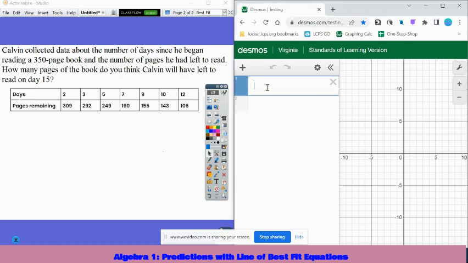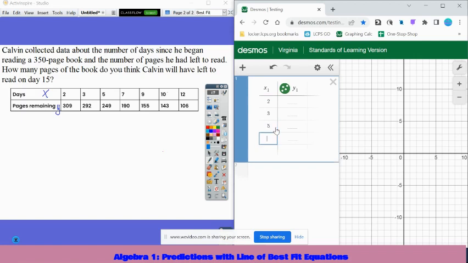So I'm going to use my first entry line, click the plus sign to add in a table of values. Now recognize that your table is given to you here in a horizontal format, but it's only going to go into Desmos in a vertical format. So we're going to recognize that days are the independent variable, that's my X, and the pages remaining in the book is the dependent variable, that'll be the Y. So we'll enter those into our calculator.